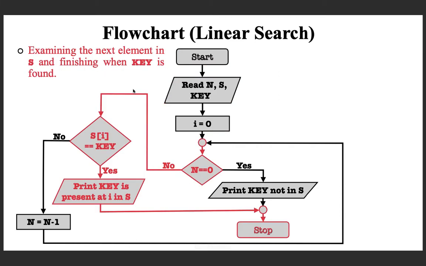Then after that, using a loop, it is examining the next element in the sequence and finishing when this key value is found. That means you are checking whether the current element is the element that you are searching for, the key value. If the current position contains the key value, then that means the key is present at that particular index.